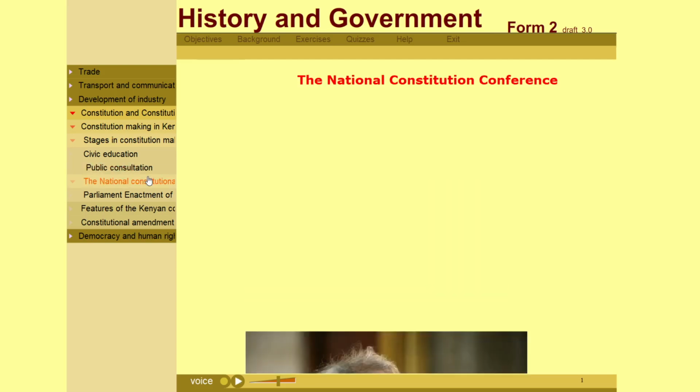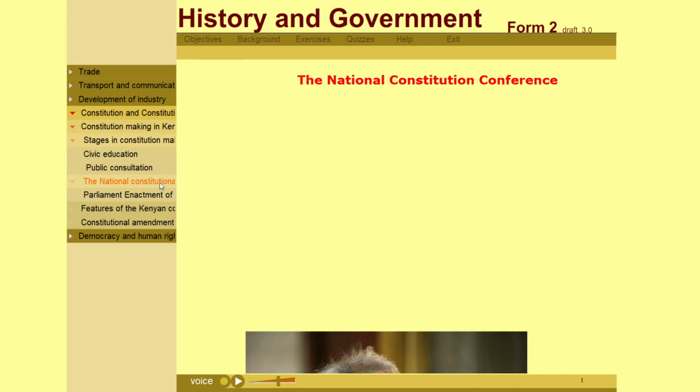The National Constitution Conference is another stage in constitutional making. It is supposed to deliberate upon and adopt the draft constitution. In 2003, the National Constitution Conference was held at the Bomas of Kenya. In case of a disagreement in the National Constitutional Conference, the draft is subjected to a referendum. One was held in the year 2005, in which the draft constitution was rejected.